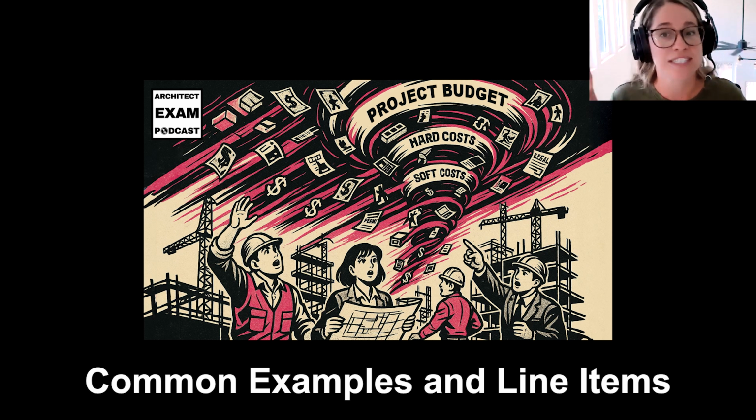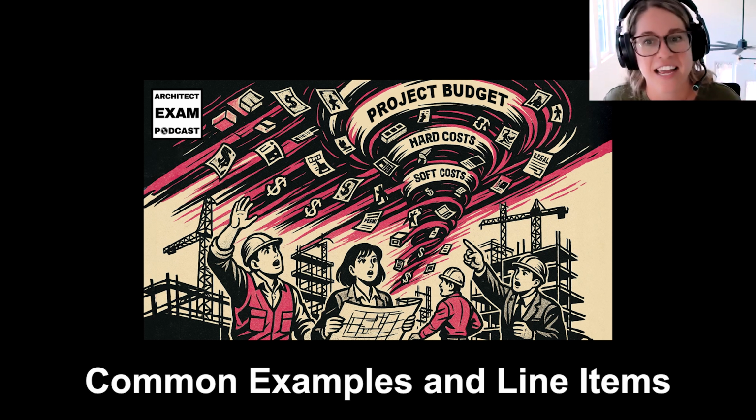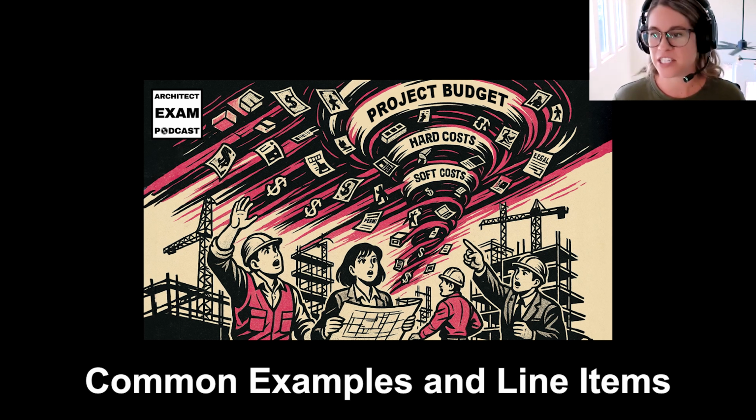If your client wants to save money by cutting hard cost, they are literally taking out pieces of the built building. So let's switch now to some examples of some soft costs.